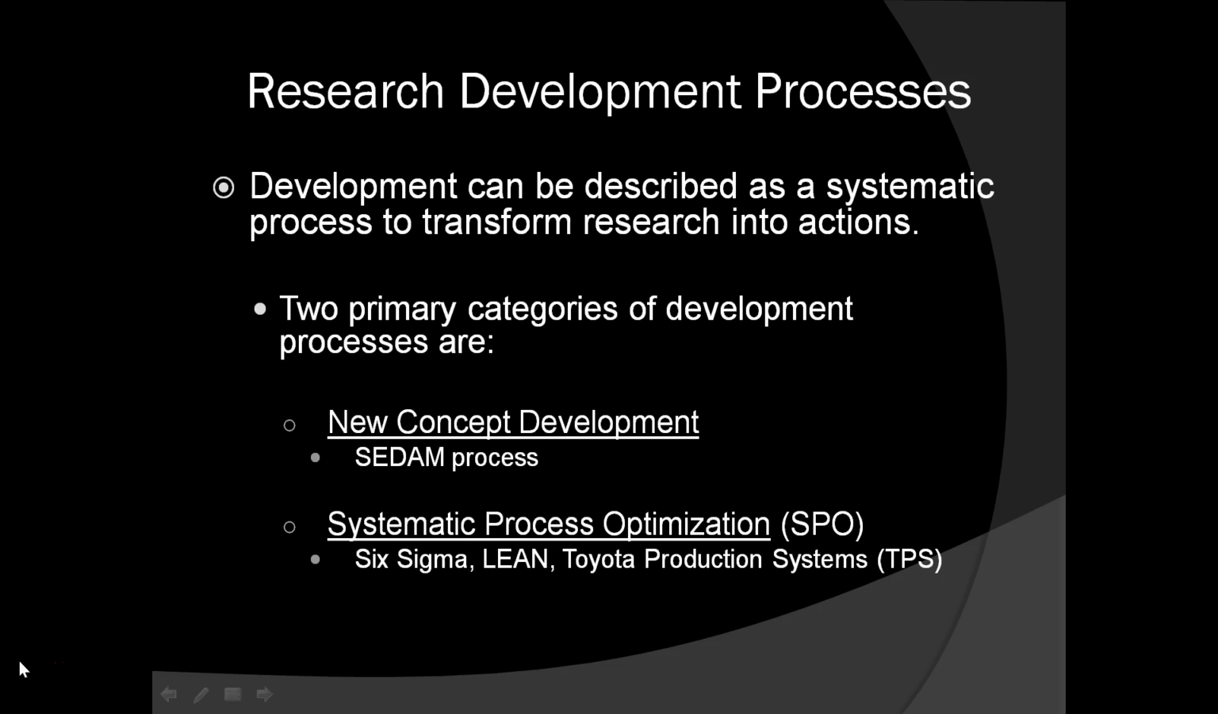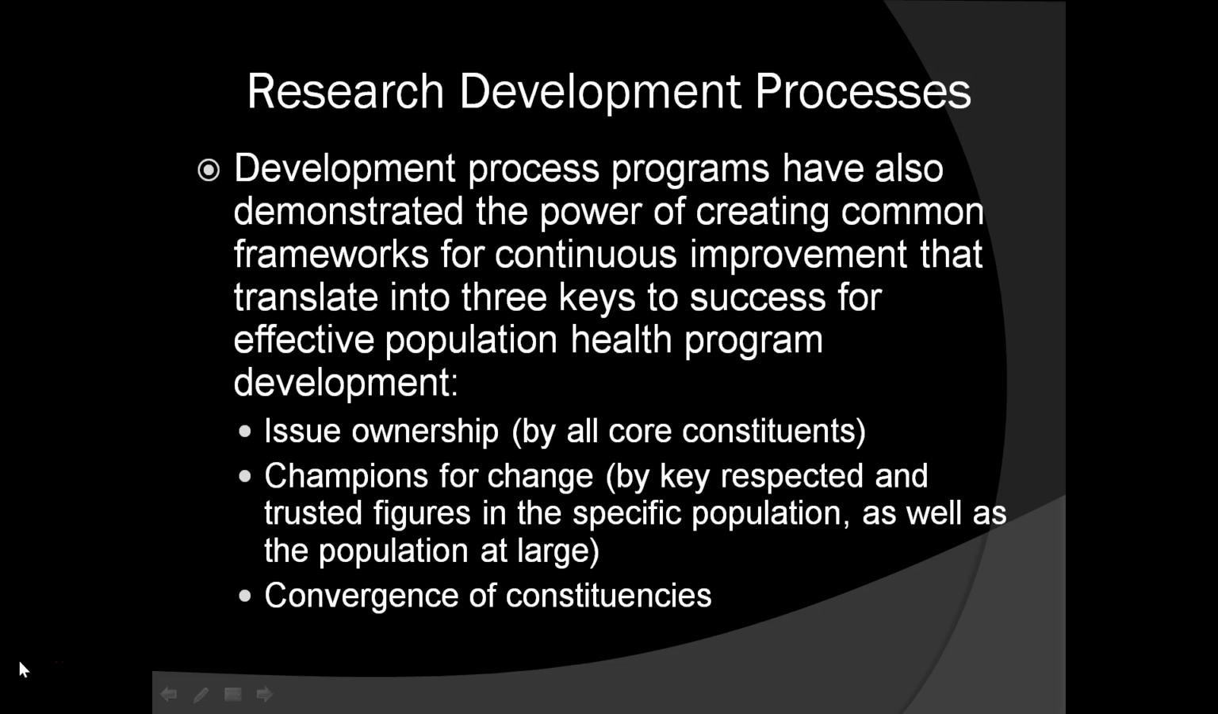And then for systematic process optimization, now this reduces the number of defects in an existing process. It utilizes statistical measurement of current processes or procedures. This also looks for opportunities to improve them within the current program. Simultaneously, it improves both effectiveness and efficiency, such as with Six Sigma, Lean, and TPS, and these have also been successfully applied to healthcare. Development process programs have also demonstrated the power of creating common frameworks for continuous improvement that translate into 3 keys to success for effective population health development.